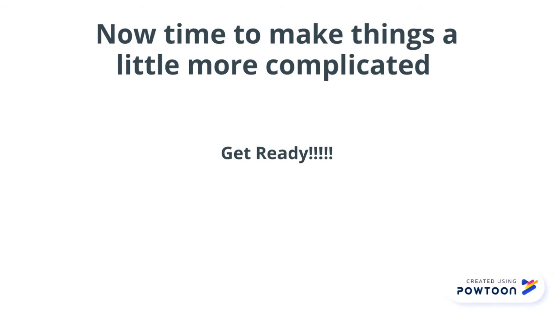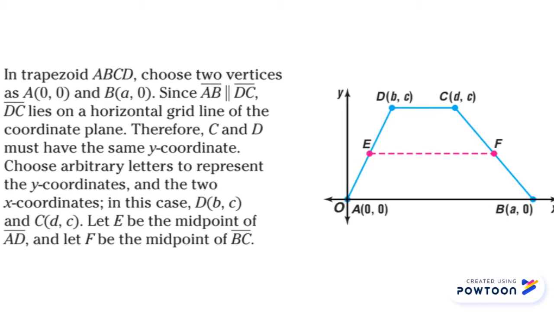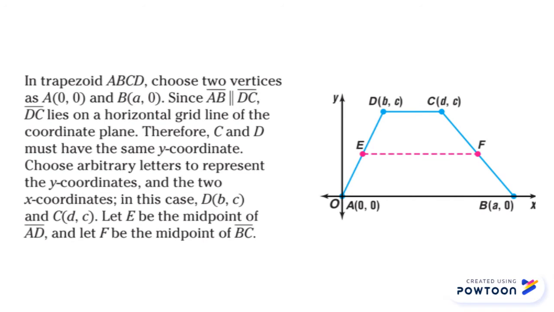Now in order to step things up a little bit, we're going to take both of these different formulas we just learned and put them together, and we are going to prove that the measure of the median of a trapezoid is equal to 1/2 of the sum of the measures of the two bases. So right here we are just setting up the equation, naming the different sides, and creating some simple boundaries of what is parallel to what, so that we can move on.